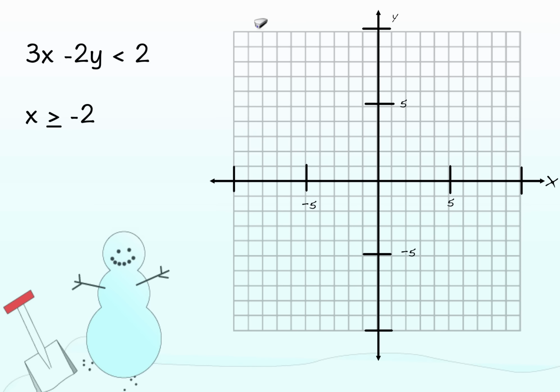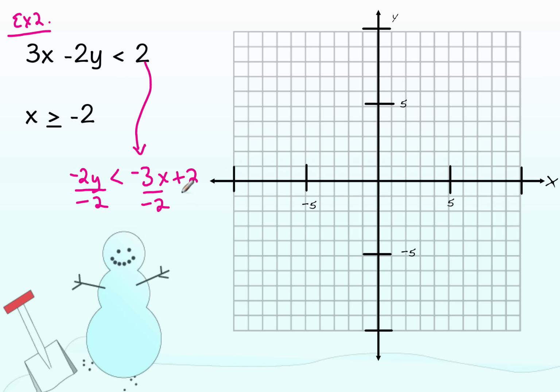All right, here's another one to try. Let's call this example number 2. Well, this one is not solved for y equals. So I'm going to take my time over here and I'm going to solve it. Okay, divide by negative 2.